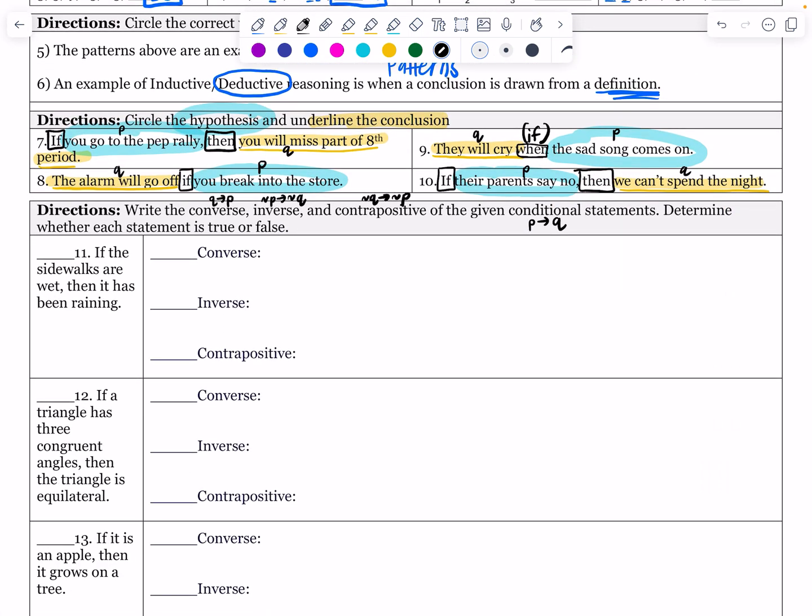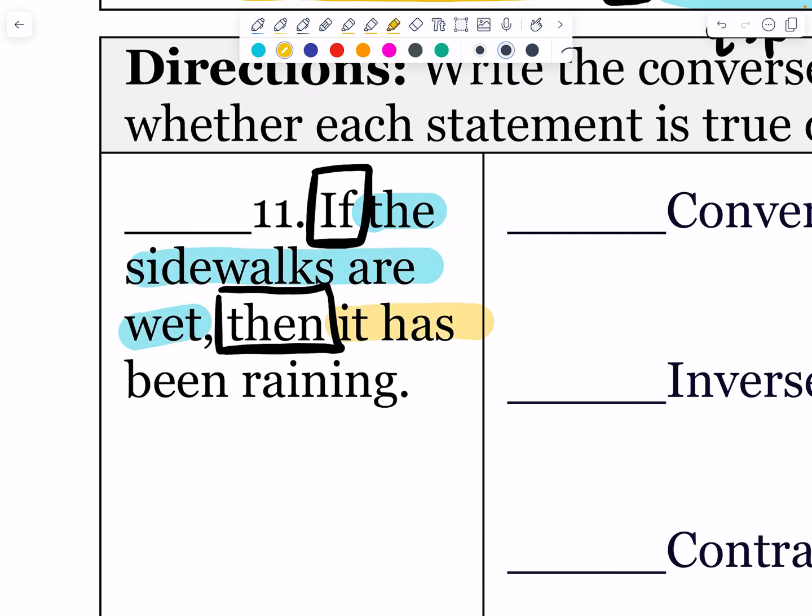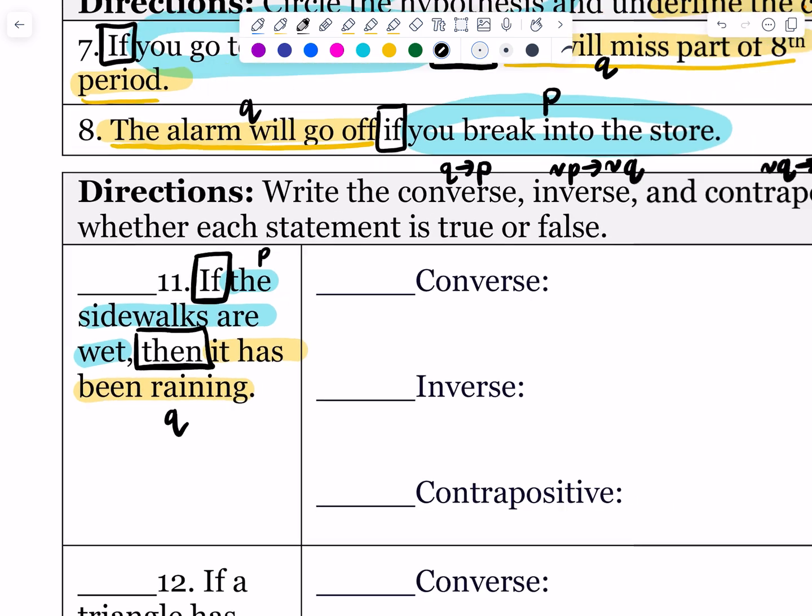So let's look at number 11 in the given conditional statement. Here's the word if, here's the word then. Y'all know I love to color code, so I'm going to do the hypothesis in blue, and I'm going to do the conclusion in yellow. And so here's what this sentence reads currently. If the sidewalks are wet, if P, then it has been raining, Q. Is that true or false?